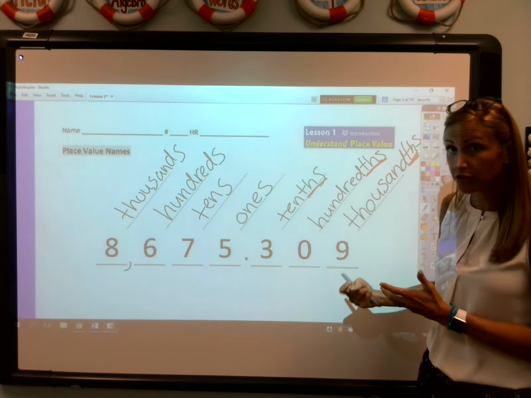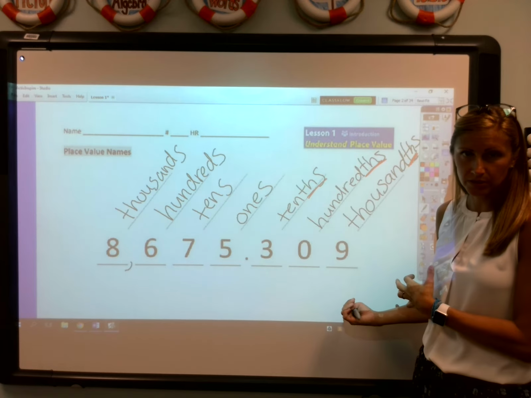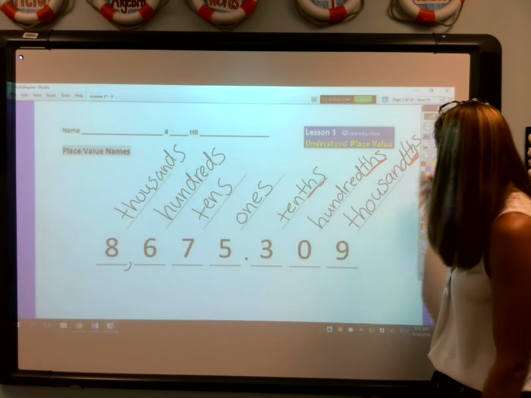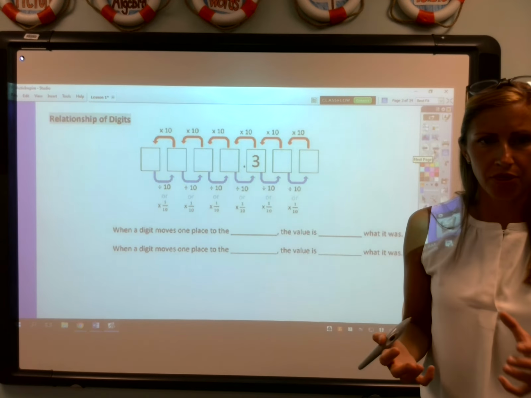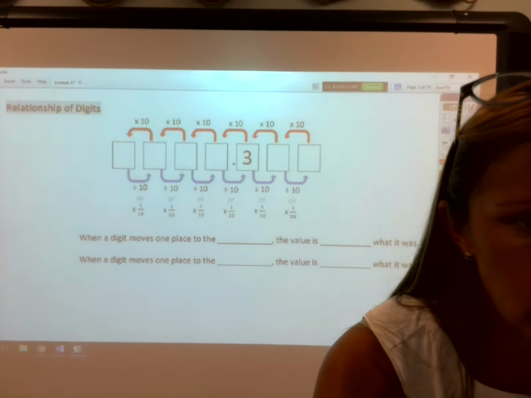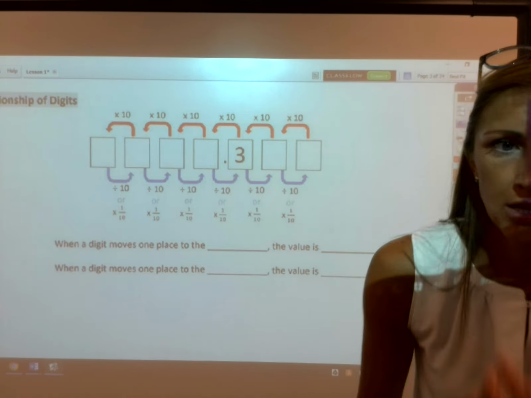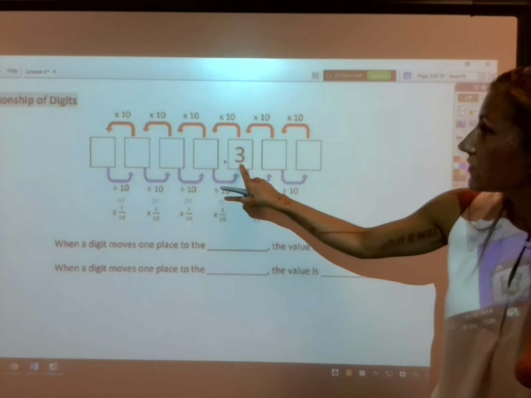Okay, so for 5th grade, our goal is to work with numbers that go all the way to the thousandths place value. Now that we have reviewed all the different place value names, let's move on to looking at what's happening with those place values. And I'm going to zoom us in here quite a bit so that you can easily see the movement happening with this 3. So what place value is this 3 in again? Yeah, it's in the tens, okay?